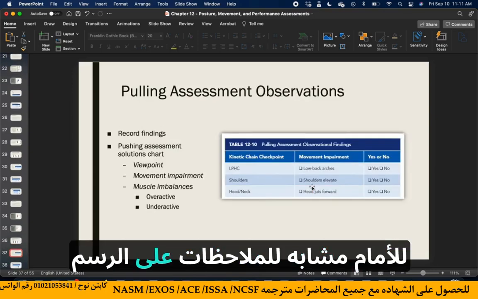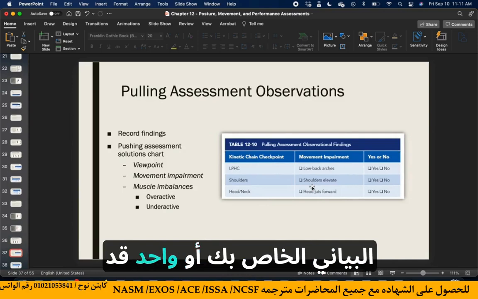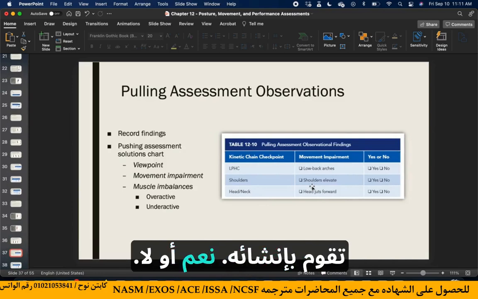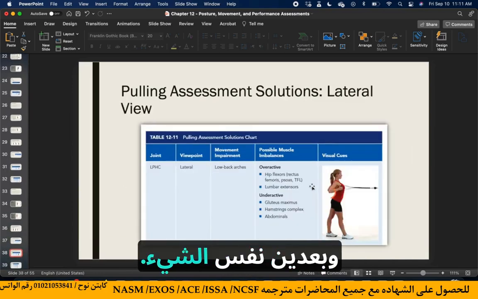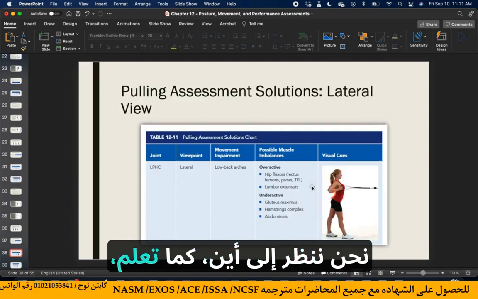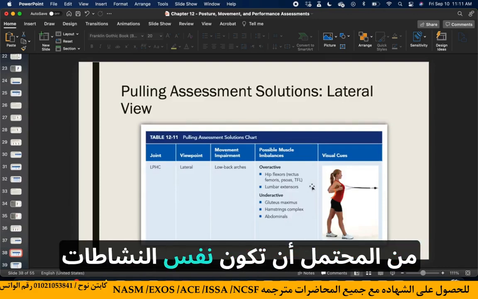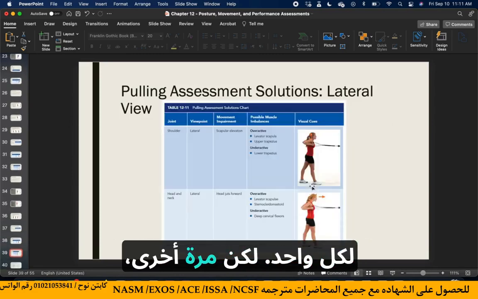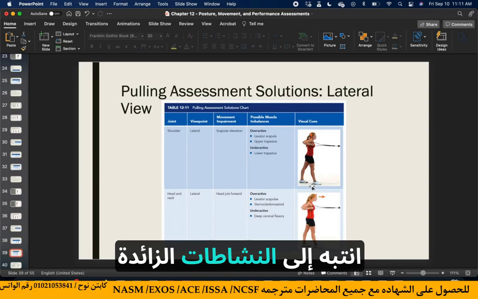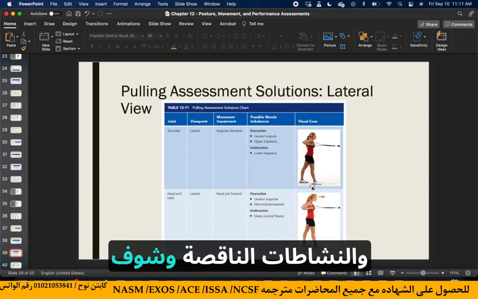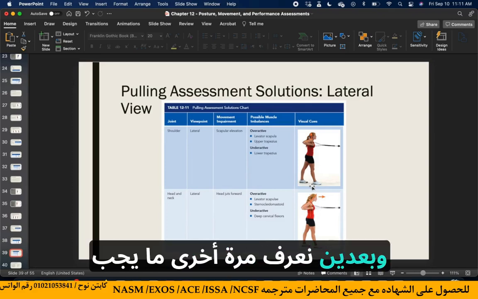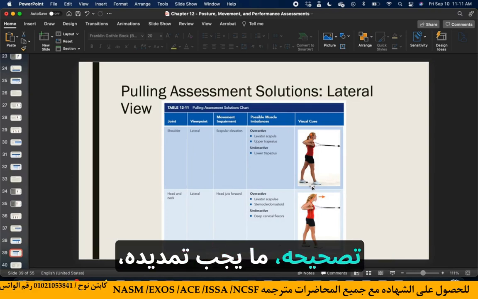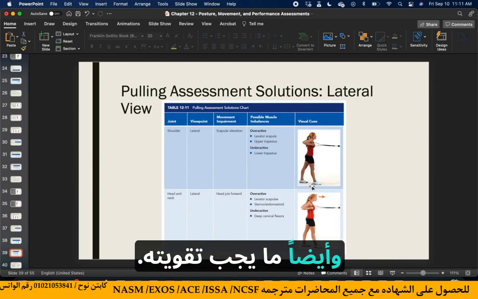Similar observations go on your chart or one you might create, yes or no. And then they're more than likely going to be the same overactives and underactives for each one. Again, just pay attention to your overactives and underactives and see where the mechanisms are for that. Then we know what to correct, what to stretch, and what to strengthen.